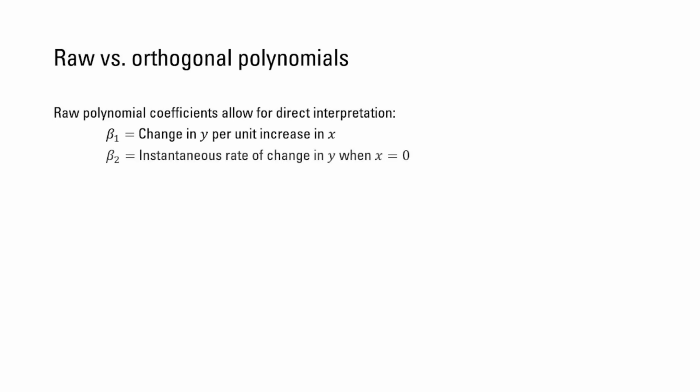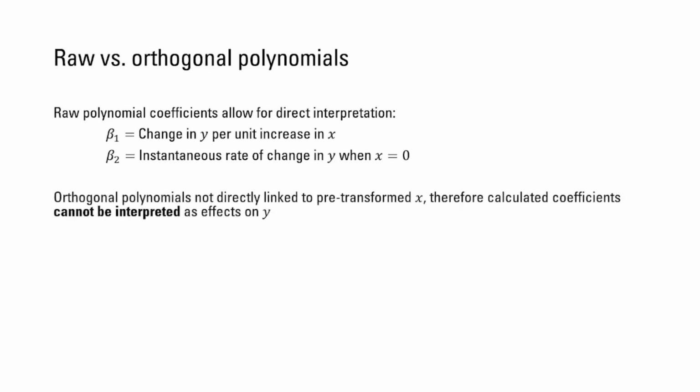Meanwhile, beta 2, the quadratic component, can be interpreted as the instantaneous rate of change in y when x equals 0. Since orthogonal polynomials require an additional level of transformation and are thus no longer directly linked to the pre-transformed predictor variable, resulting coefficients may not be interpreted as effects on y. So despite potential problems with multicollinearity, this may seem like an argument for the use of raw polynomials. However, it may equally be suggested that the instantaneous rate of change in y when x equals 0 is not typically relevant in the context of ecological research.